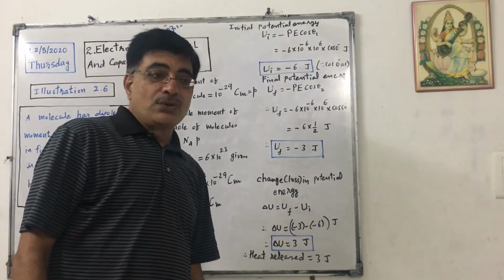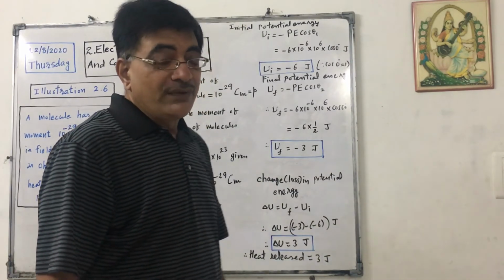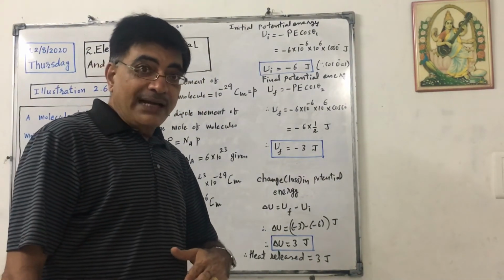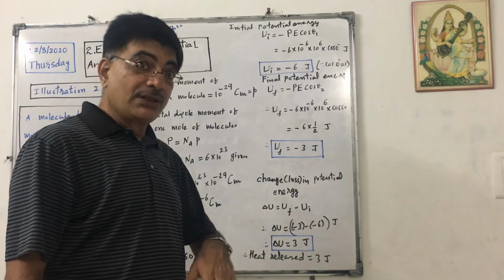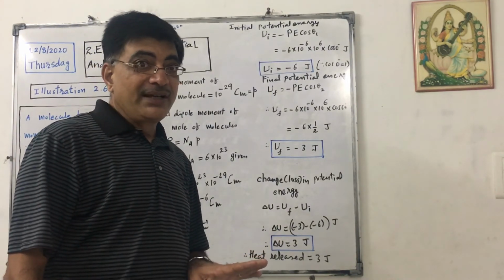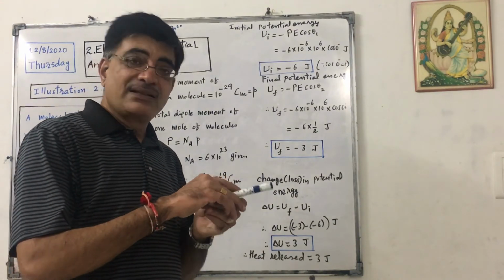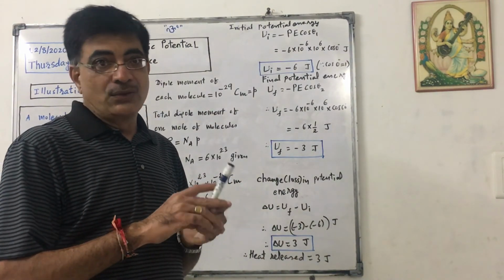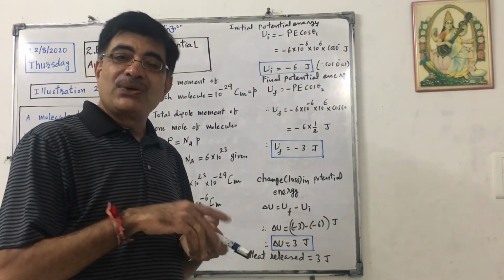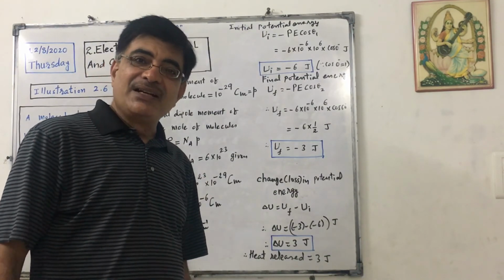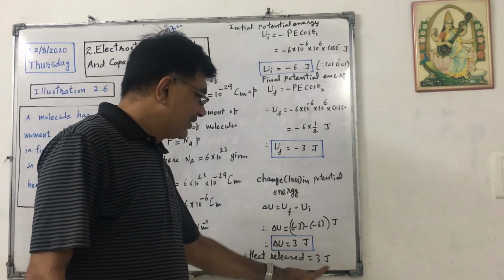Okay, so now it will try to again get its original position, original orientation. Okay, so that means during this process field has opposed the rotation. Okay, so that much heat will be released. So heat released equals to 3 joule.